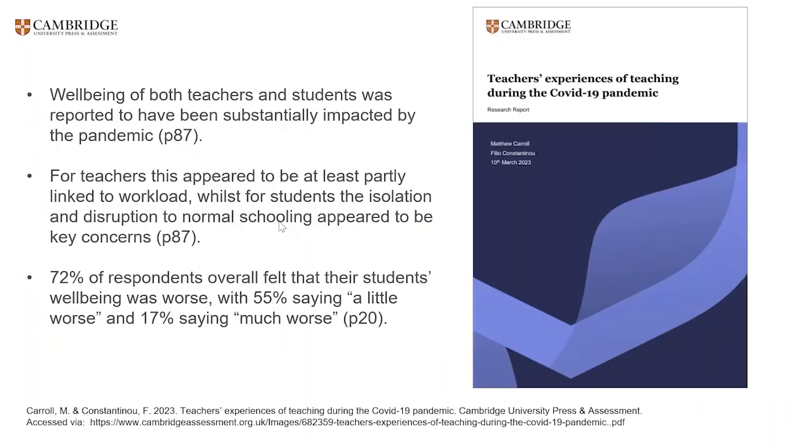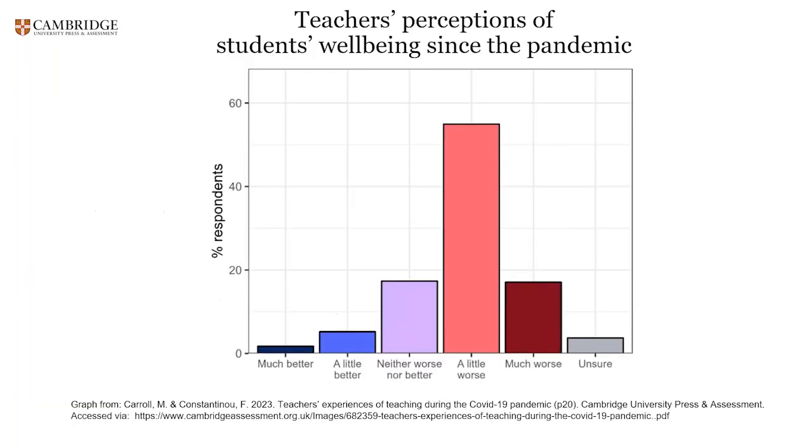that have come from some work that a couple of colleagues in Cambridge carried out. Matthew Carroll and Filio Constantinou's report from earlier this year, where they contacted teachers and asked questions about well-being in schools, and what did teachers think? How did they perceive young people's well-being had been affected? And again, quite a gloomy picture in terms of those surveyed, mainly teachers.